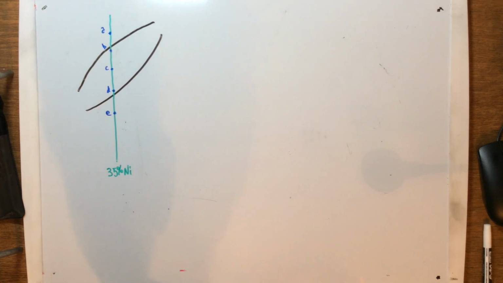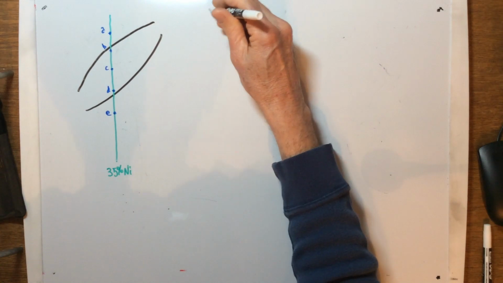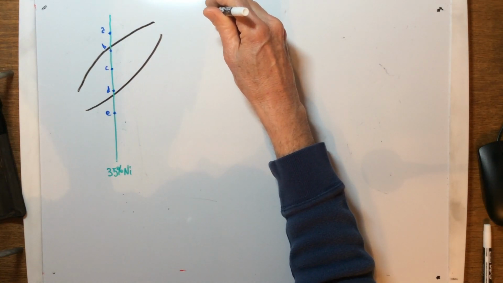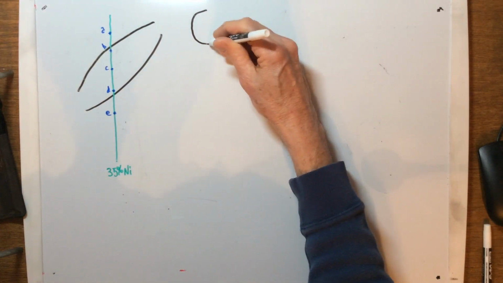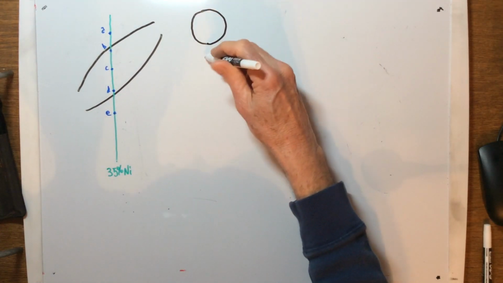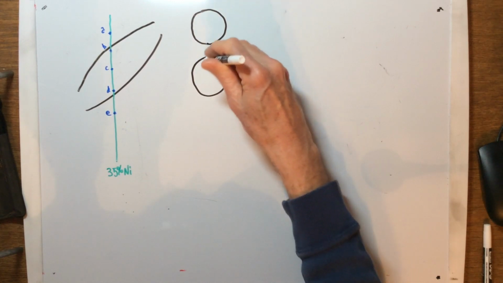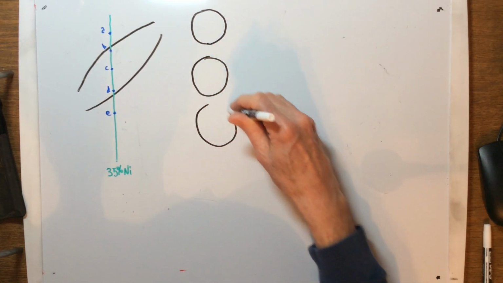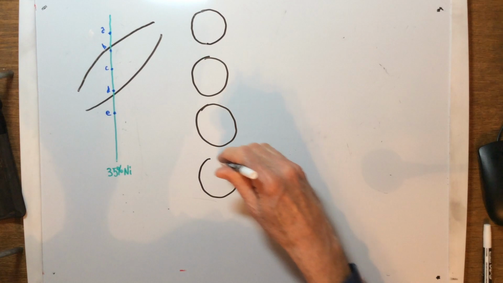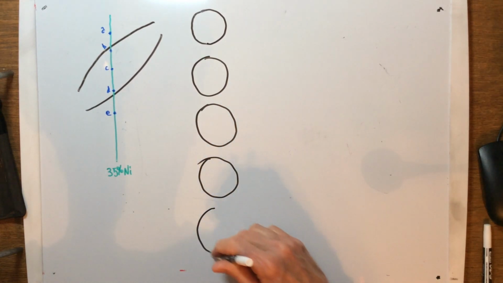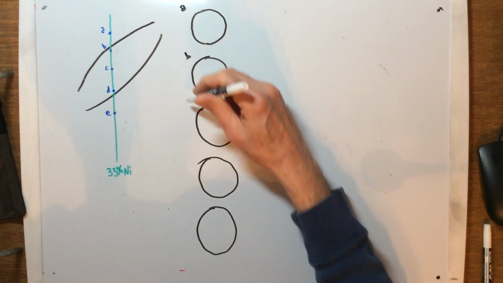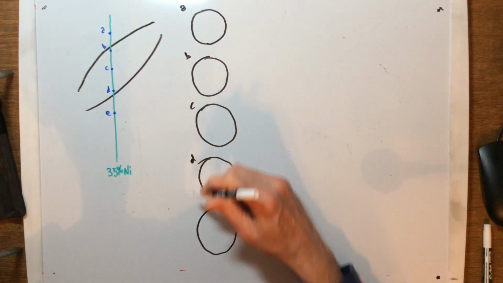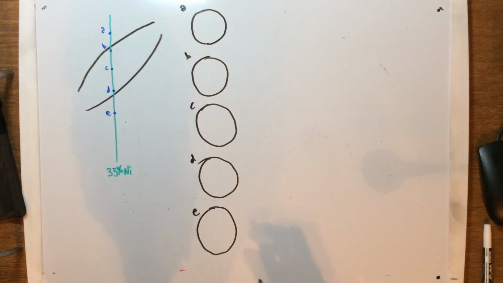So what I'm going to do then is draw what you would see, and I'll try to draw this like so. 1, 2, 3, 4, 5. Okay, so this will be at A, B, C, D, and E.